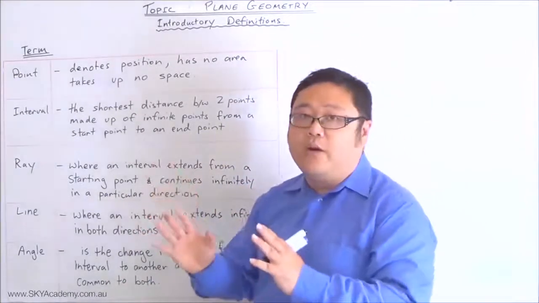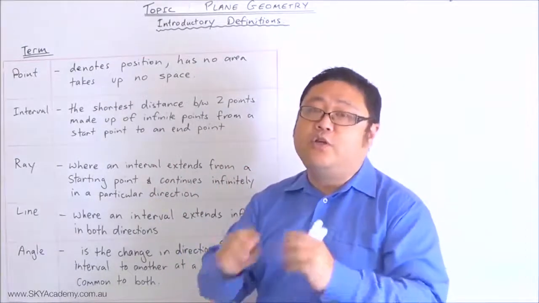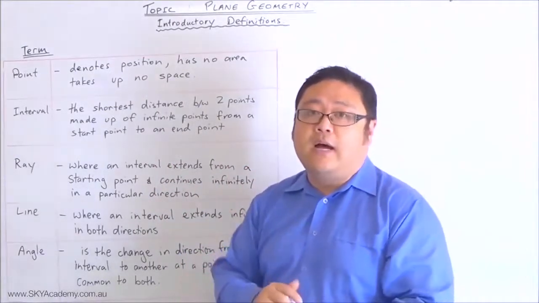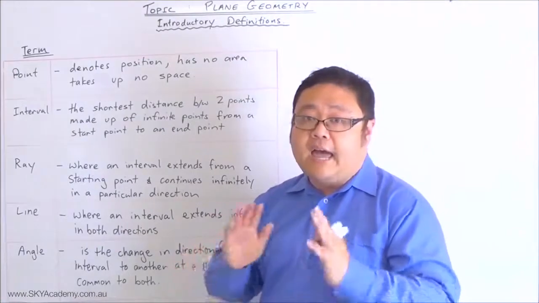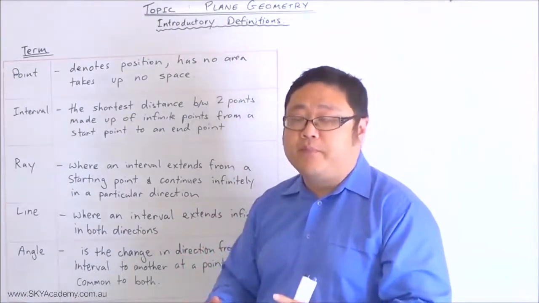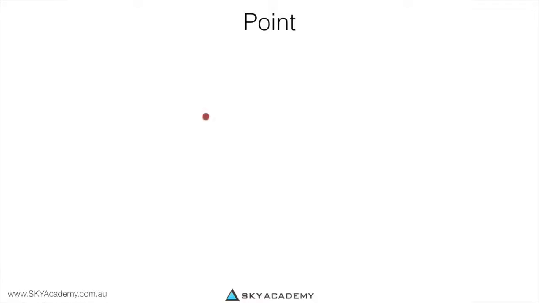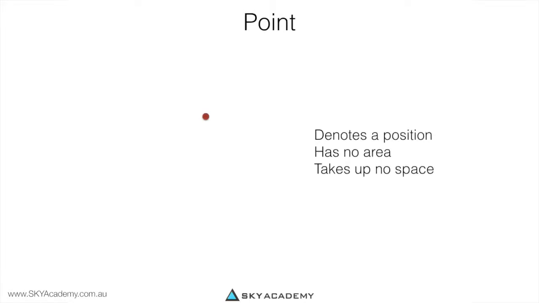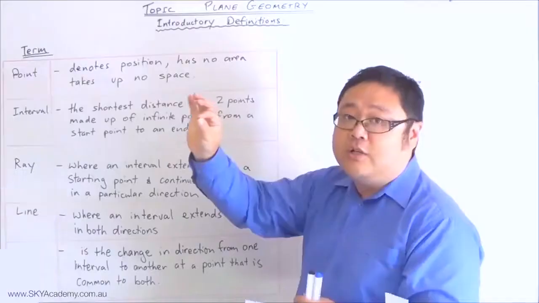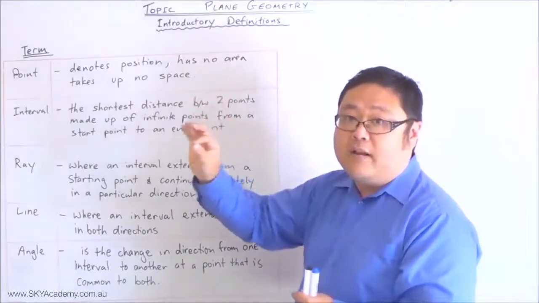These aren't word for word, and you don't need to know them word for word. You just need to know what they are, how to use them, etc. Okay, so let's start with a point. Okay, so this basically is a way of denoting a position. It tells us the position of a point, I suppose, and it has no area, it takes up no space, right? But it is a position of space on the number plane, right?